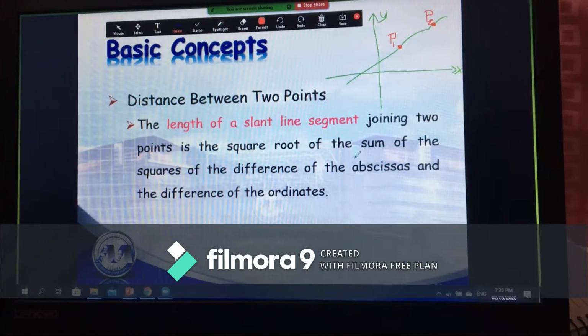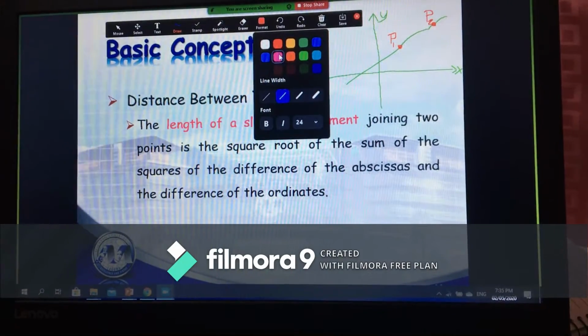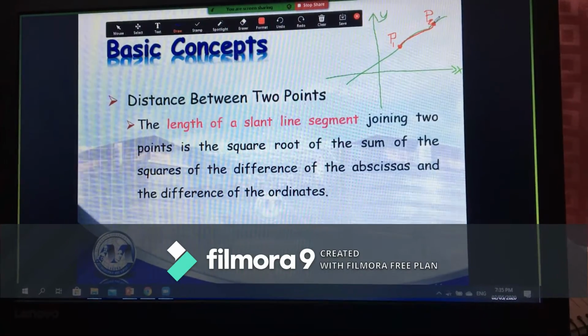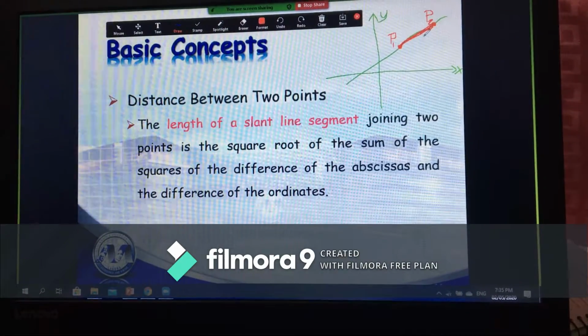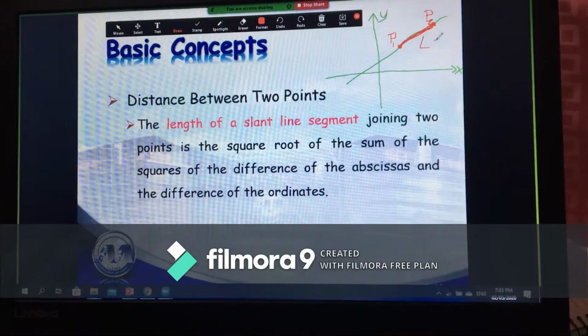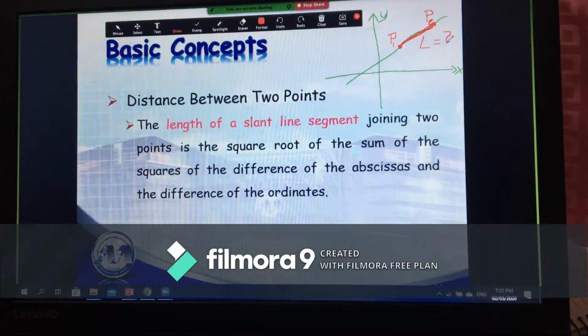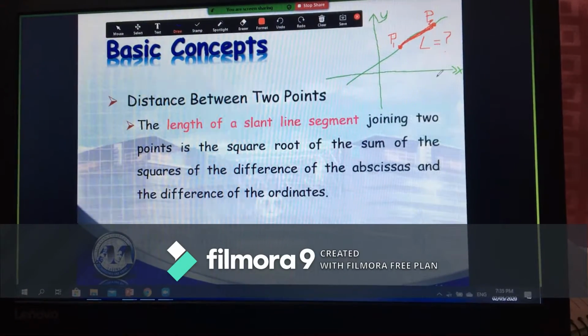Okay, so ito yung 2 points natin. Now, if you're asked to find the distance or find the length between these 2 points. So anong length yan? Assume na straight line yan siya. So what is the length? So paano natin i-calculate ang length nito? So how to find that length? So the formula is like this. So actually this is a formula class stated in words.